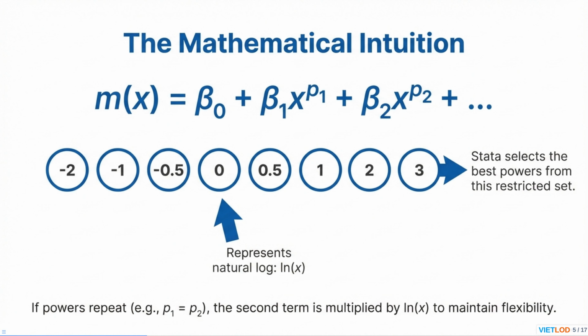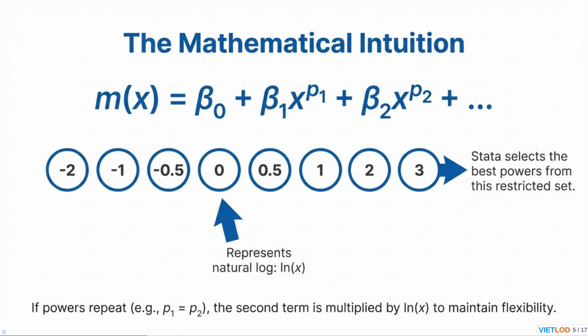The general form of a fractional polynomial model is presented here. While it might look familiar, the crucial difference lies in how the powers, represented as P1 and P2, are determined. Unlike conventional polynomials that use sequential integer powers, these powers are not fixed in advance. Instead, they are selected from a predefined, restricted set of values. This set, typically used in software like Stata, includes not only integers, but also negative and fractional values, like -2, -1, -0.5, 0.5, and so on.